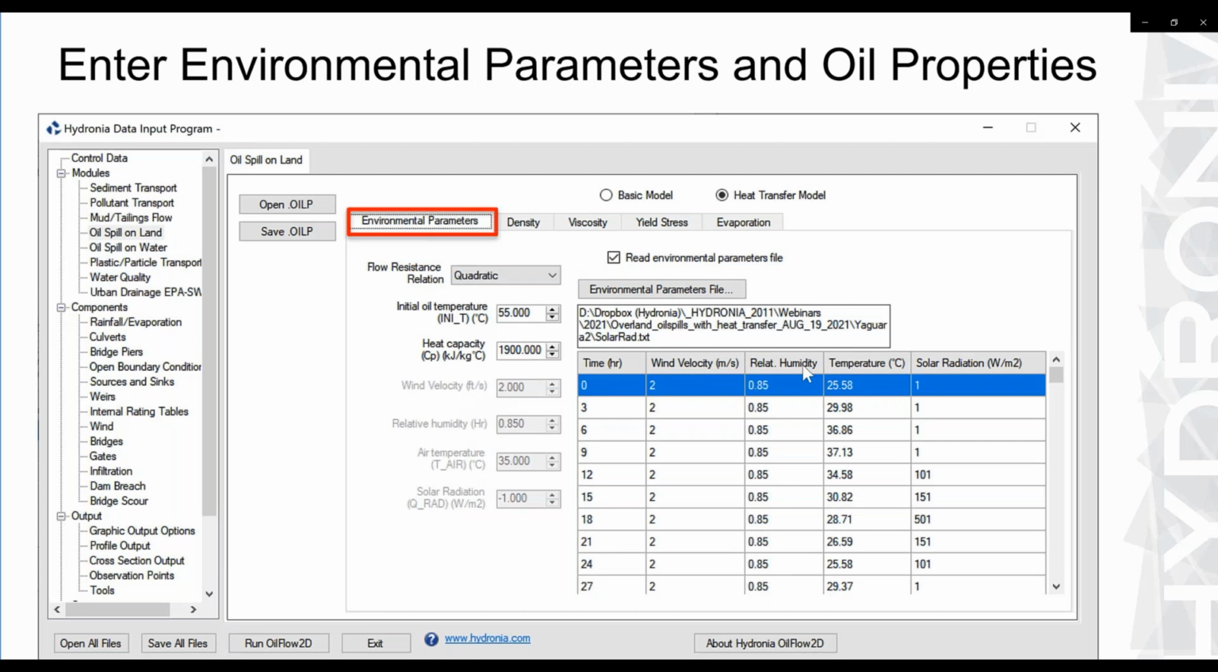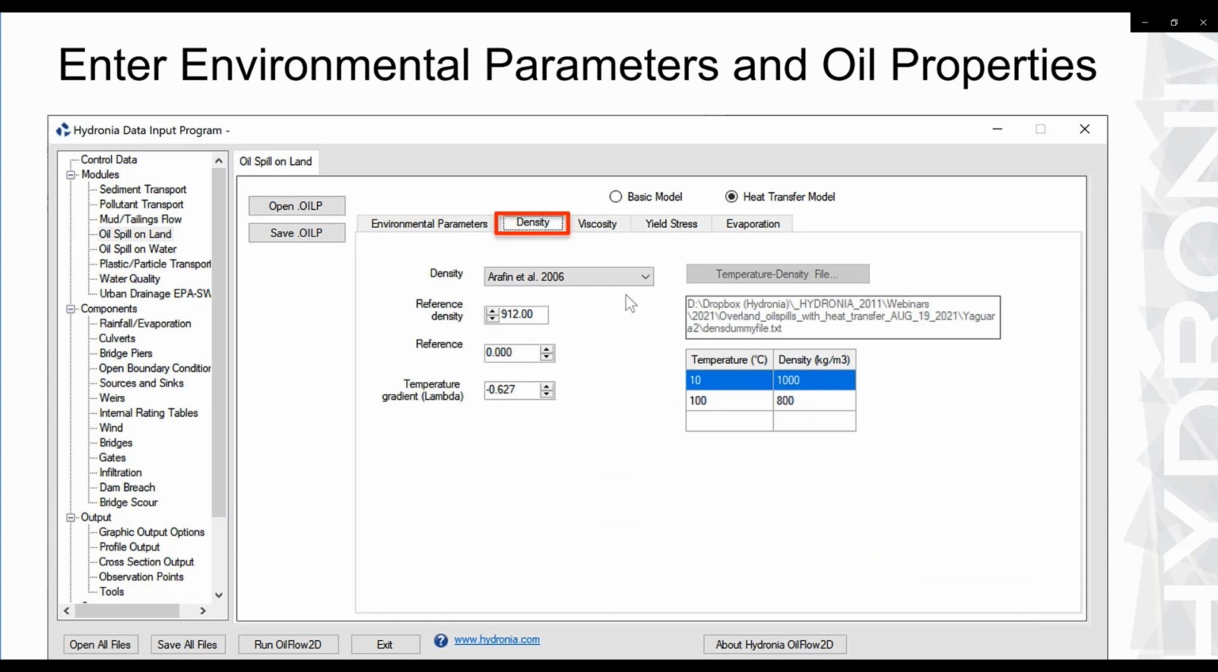So once you have the mesh created in the QGIS plugin, then you enter the parameters that will represent the actual oil spill and oil behavior. So you need to enter environmental parameters. You have this new oil spill on land environment here, where you enter different data in different tabs. For the environmental parameters, you select the resistance relation, but also the initial oil temperature. This will be the initial temperature that the oil will have within the tank. The heat capacity, and then the environmental parameters that include the wind velocity, relative humidity, temperature, air temperature in this case, and solar radiation. See that the solar radiation can change in time. Actually, all of the parameters can change in time and can be user defined.